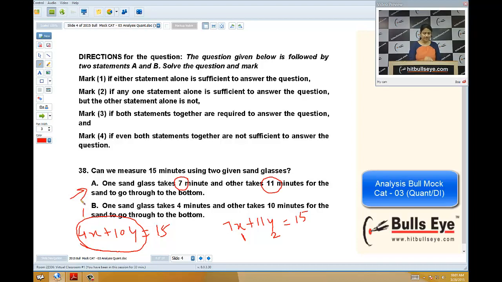Now, for A, we are getting a solution, so we can measure 15 minutes. For B, the solution is not possible, so we cannot measure 15 minutes by using the 4-minute glass and the 10-minute sand glass. That's why we can answer this question by using either statement alone. That was one way. Now another way.